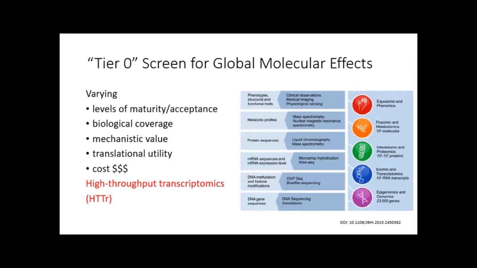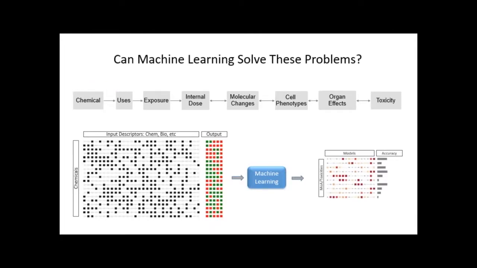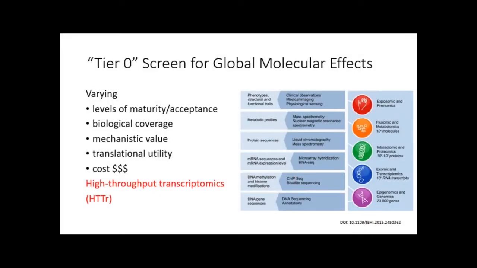So, our tier zero screen, what is that going to be? You can look at different sorts of technologies that are out there right now, and they have varying levels of maturity and acceptance. You could do metabolomics, proteomics. They have varying levels of cost, varying levels of actual validation in terms of being able to reproduce those technologies over and over again. And so what we've settled on in terms of a tier zero screen right now is this high-throughput transcriptomics approach that I'm going to talk about, hopefully, if I have time.